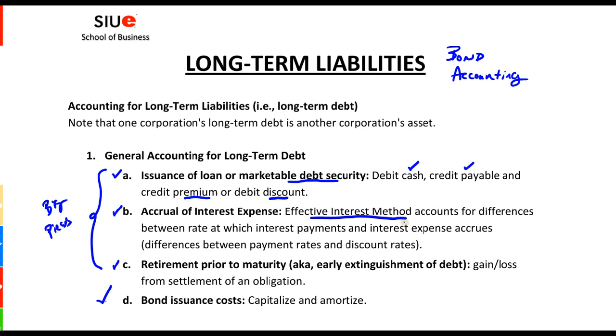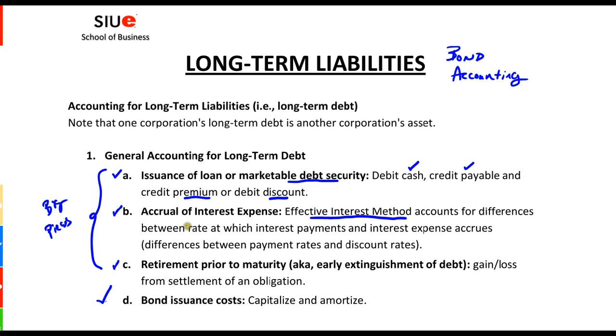So this is a method that you're very likely to run into in practice, and you will see over and over again in courses and the CPA exam. This method accounts for the differences between the rate at which interest payments and interest expense accrue. The straight line method is also acceptable but not preferred. So we will have some problems with the straight line method, but obviously you shouldn't have such a big issue with that. It's straight line.